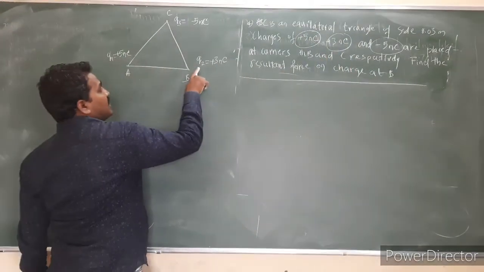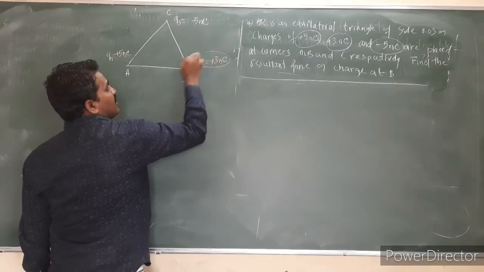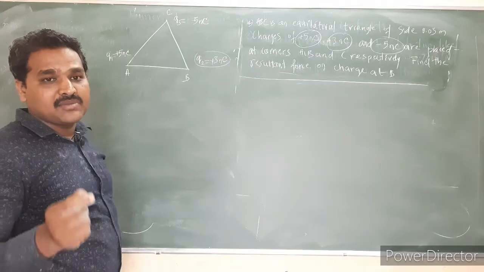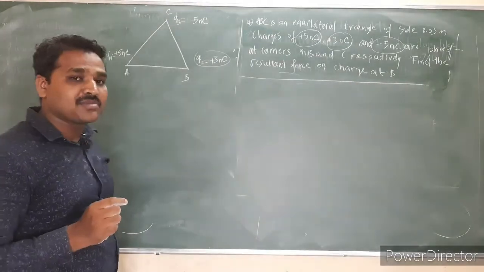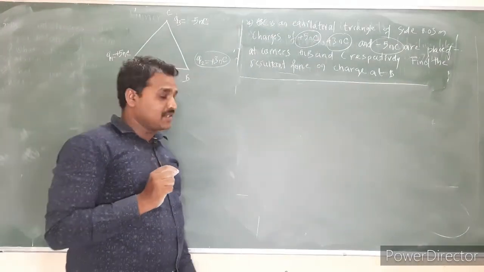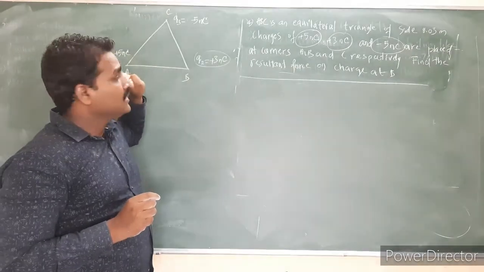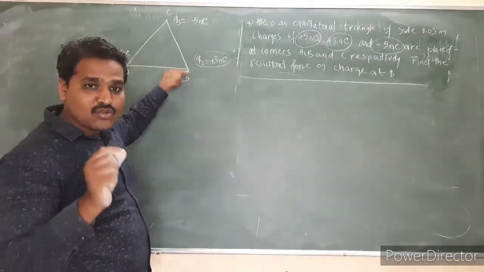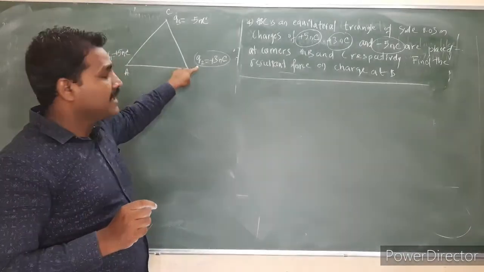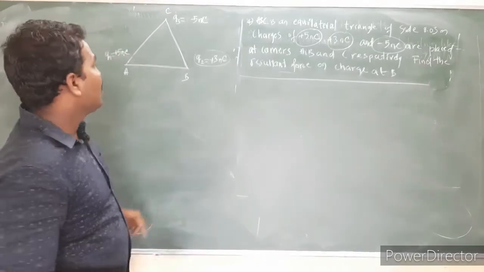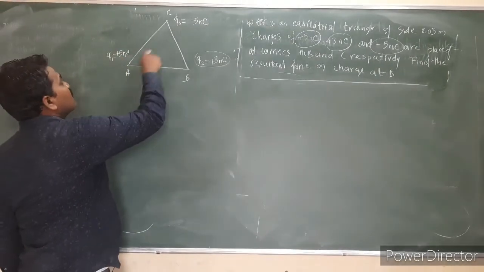What is the charge at B? That is nothing but Q2 here, which has a magnitude of plus 3 nanocoulomb. Yes, at the beginning of the class, we discussed the principle of superposition. So what does it state? Whenever we have a system of charges, the net electrostatic force acting on any one of the charges is the vector sum of forces exerted by individual charges.